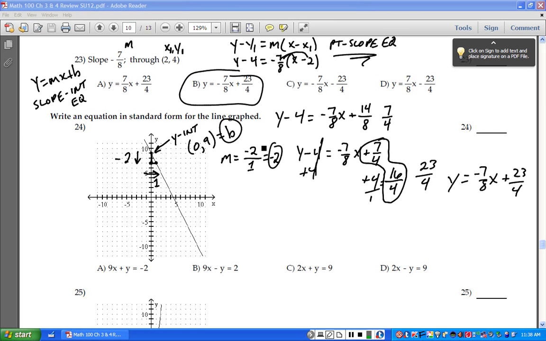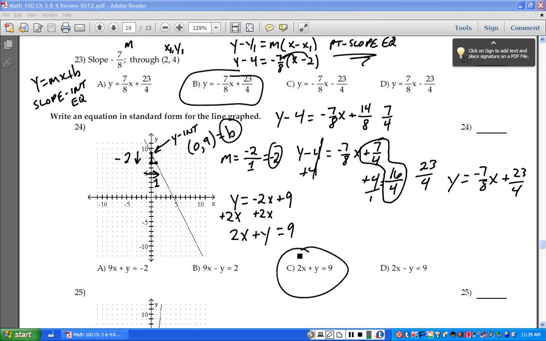So my slope-intercept equation would be y equals mx plus b. Now I need to get this in standard form, so I would add 2x to both sides. 2x plus y is 9. Let's see what we have. For 24, 2x plus y is 9. There it is. Okay.